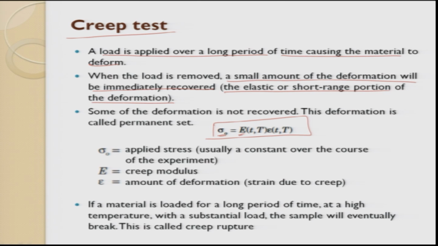E is the creep modulus, which is a function of time and temperature, and this is the amount of strain it undergoes at this time and temperature. If the material is loaded for a longer period of time at high temperatures, for example, I expose a polymer at 30 degrees, I expose a polymer at 60 degrees, same, I expose at 75 degrees. This time and temperature is a very important parameter to dictate the polymer behavior.